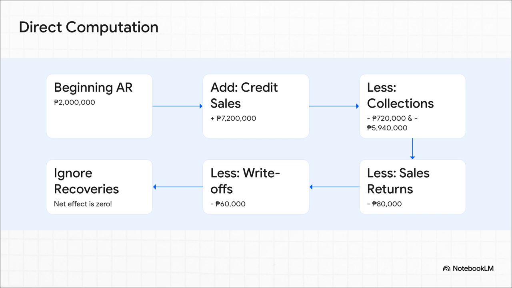Now we just start subtracting. We take out the 720,000 for collections with a discount, then another 5.94 million for the rest of the collections, then subtract 80,000 for sales returns, and finally subtract 60,000 for the write-offs. And hey, notice what's missing from our calculation? That tricky recovery amount. We just ignore it completely.